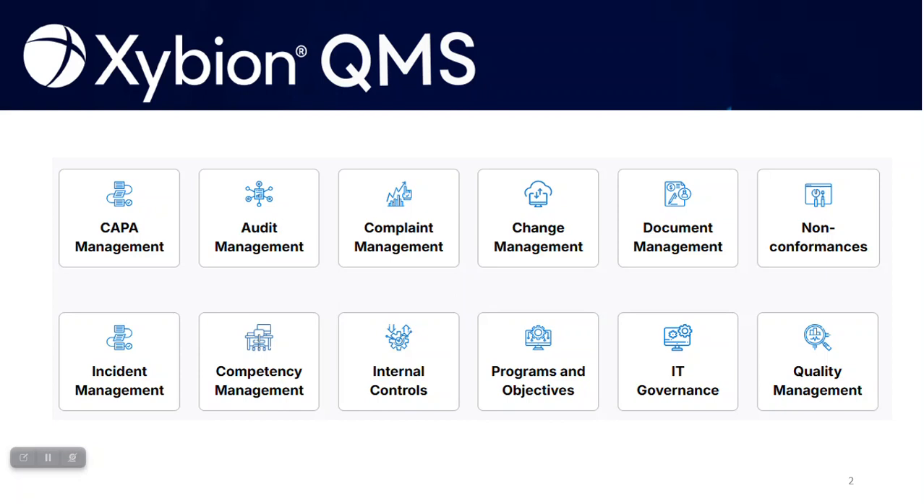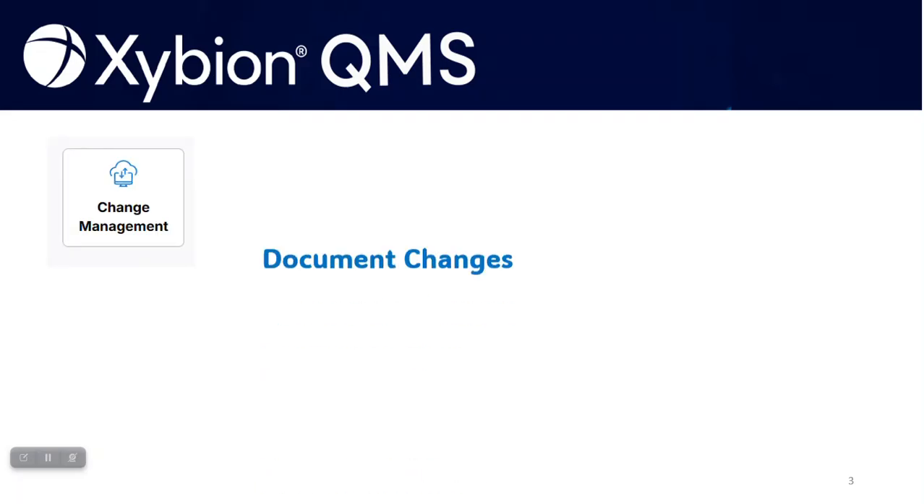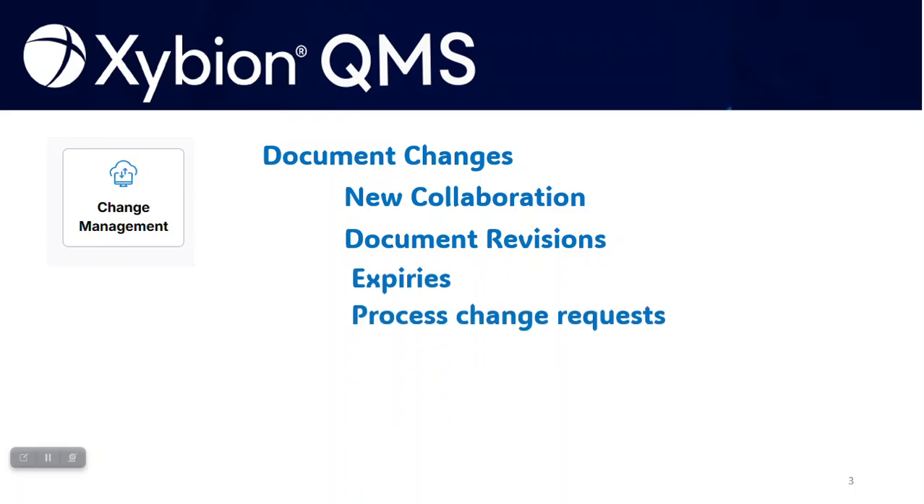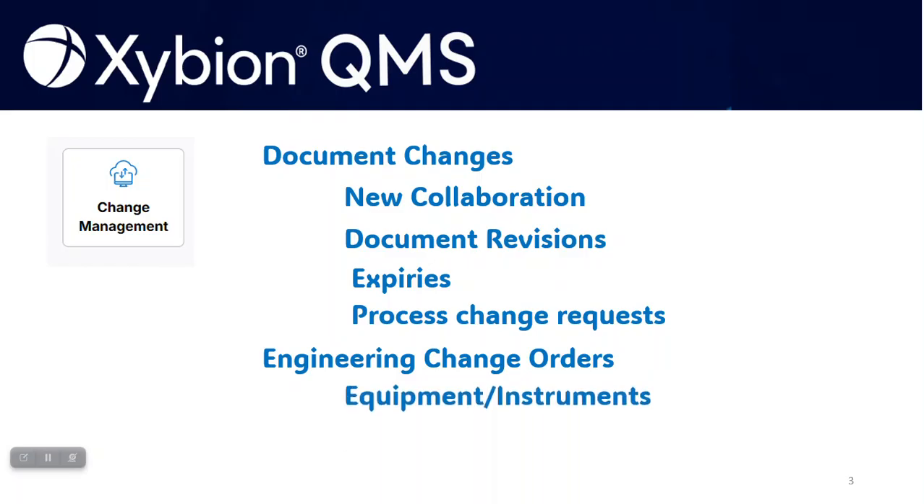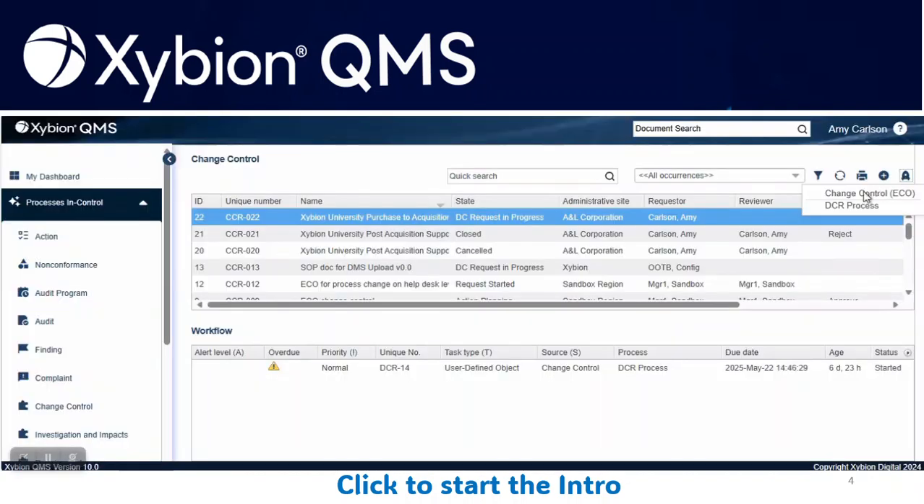The Change Management module captures the records from different workflows for purposes such as document changes for new collaboration, revisions, expiries, and document process changes, as well as engineering change orders for equipment, instruments, processes, product materials, and much more. Within the change control system, the user is able to capture all the different types of changes, search, filter them, launch new types of processes in the system as well.